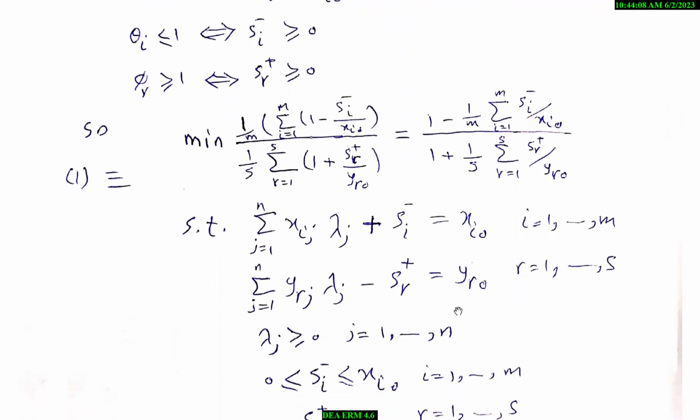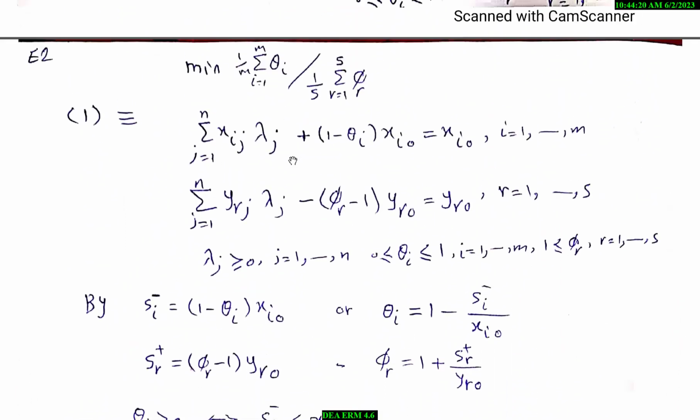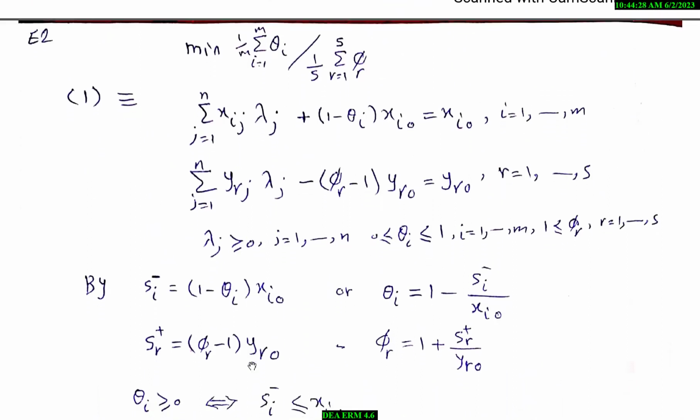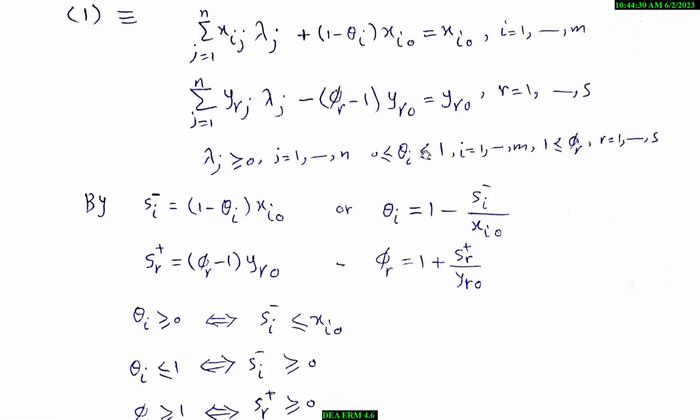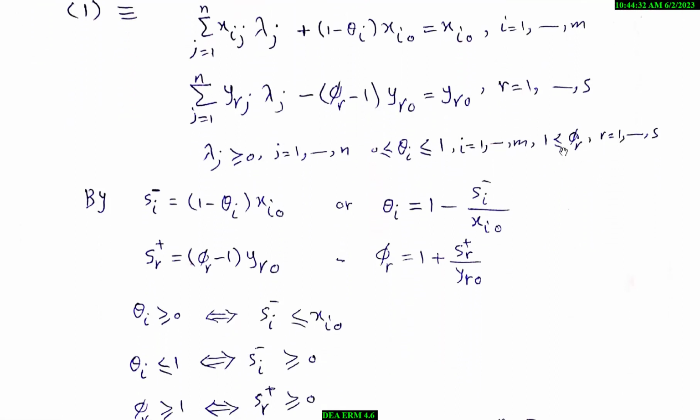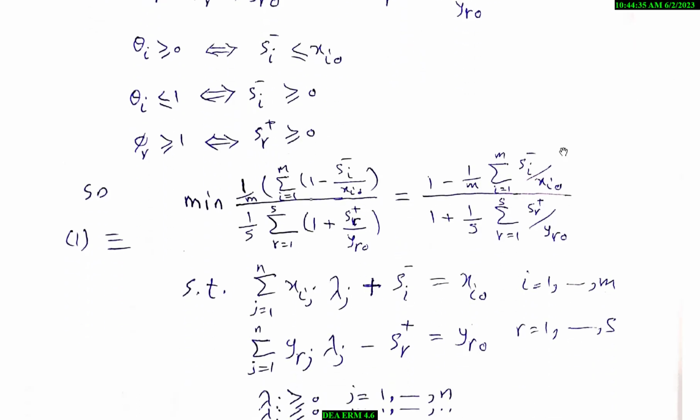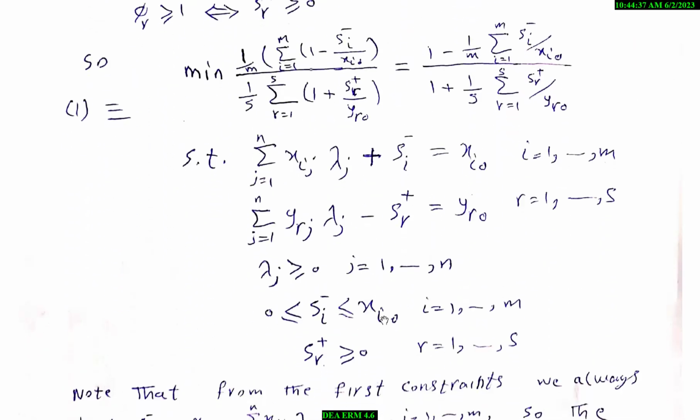For the constraints, we only put their equivalent value si minus and sr plus from this in these two sets, and from this part, instead of these constraints, we have these and these constraints respectively.